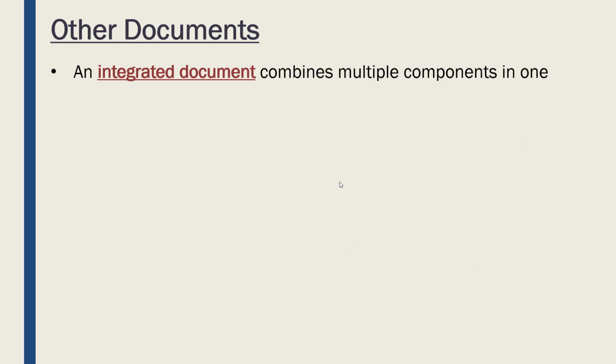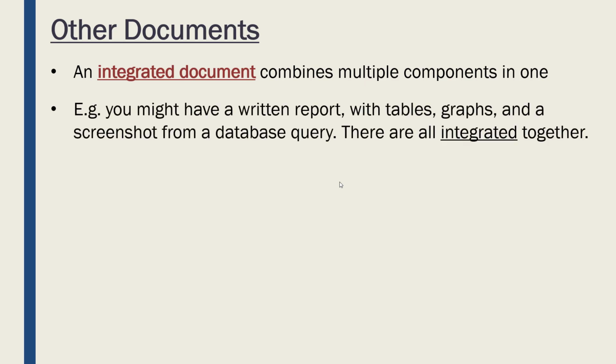Finally, there are 2 types of documents which are fairly simple to explain, thankfully. First of which are integrated documents. An integrated document is where we combine multiple components in one document. So a bit like how multimedia combines different media, this just combines different components. For example, you may have a written report with some tables and graphs and charts inside it. And also maybe you have a screenshot from a database. Any mix of different data combined in one document is an integrated document.